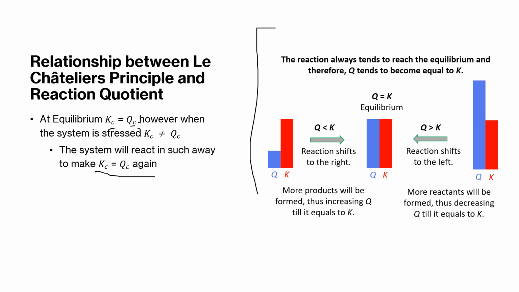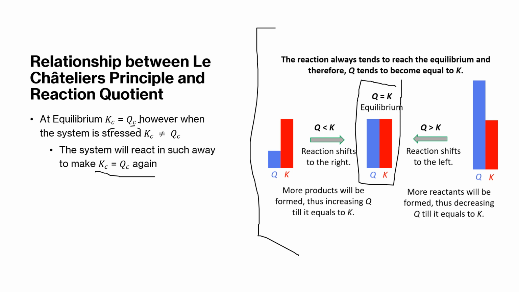Now let's analyze this diagram here. This diagram essentially shows the different effects of when Q is either greater or less than K. If the reaction quotient is less than the equilibrium constant, then the reaction will shift to the right, as there are too many reactants, thus more products will need to be formed. Thus more products are formed, increasing the reaction quotient until it equals the equilibrium constant. At equilibrium, of course, the reaction quotient is equivalent to the equilibrium constant.